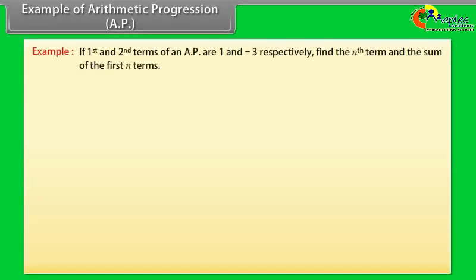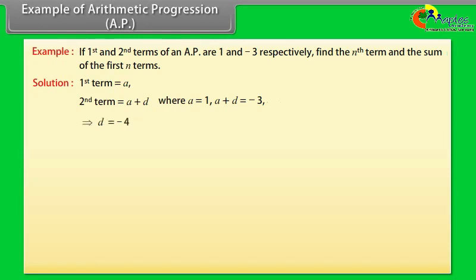Example of arithmetic progression, AP. Example: if the first and second terms of an AP are 1 and minus 3 respectively, find the nth term and the sum of the first n terms. Solution: let the first term be A and the second term be A plus D, where A is equal to 1, A plus D is equal to minus 3. It implies D is equal to minus 4.